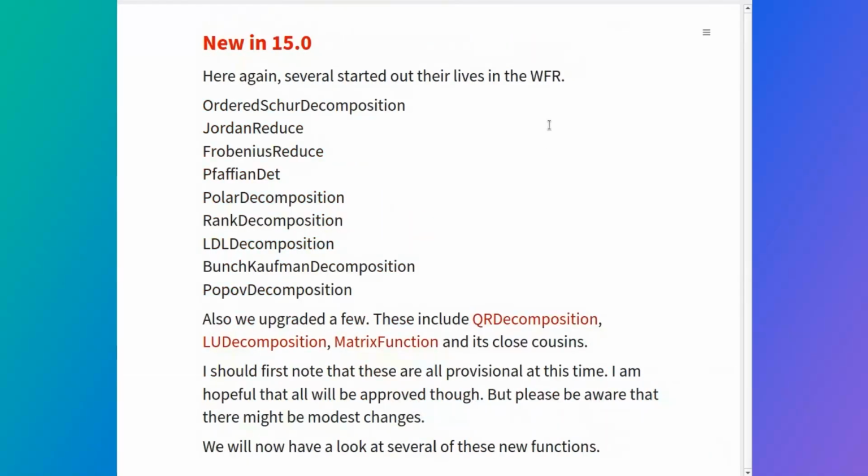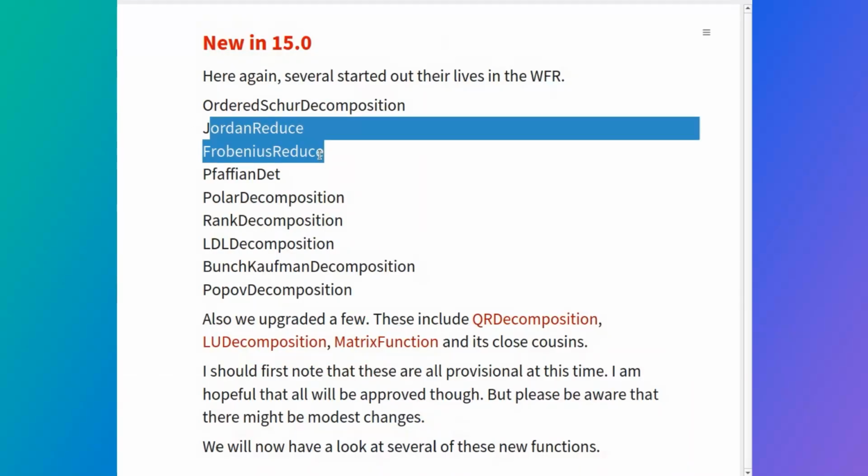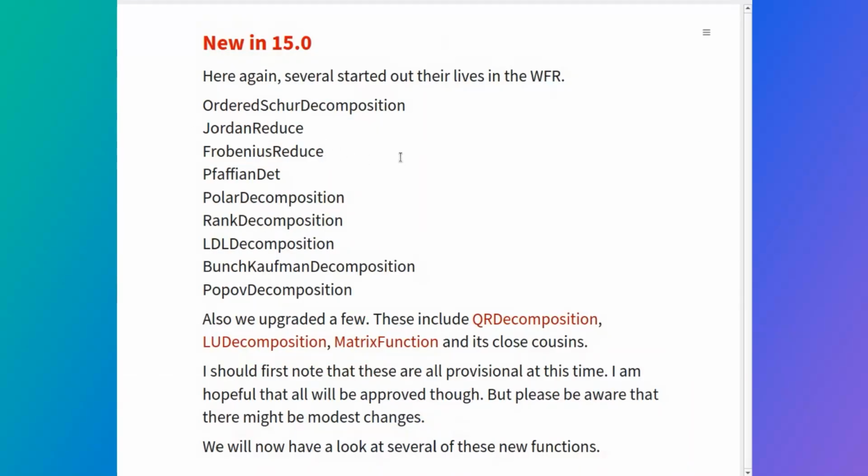Okay, so in version 15, again, many of these were in the Function Repository first. As I said, we've added some of these reduce shortcuts to give what are called the normal forms, rather than the full decompositions. We don't call this Jordan normal form or Frobenius normal form simply because the word normal in the Wolfram Language generally has a very different meaning. So we went with reduce.